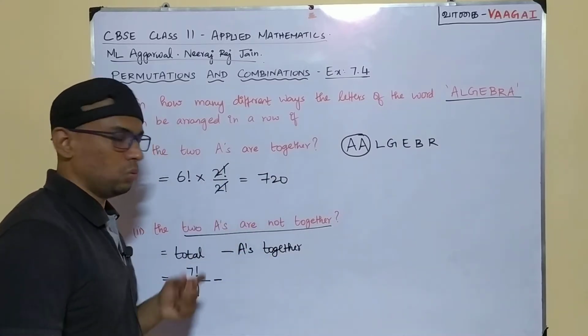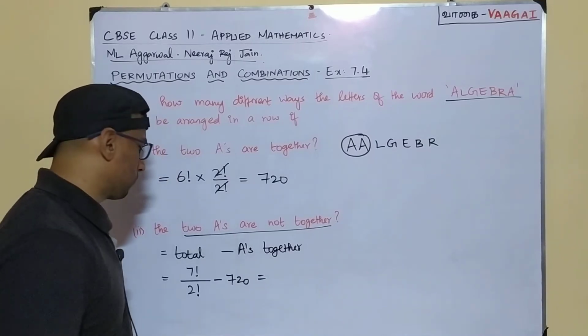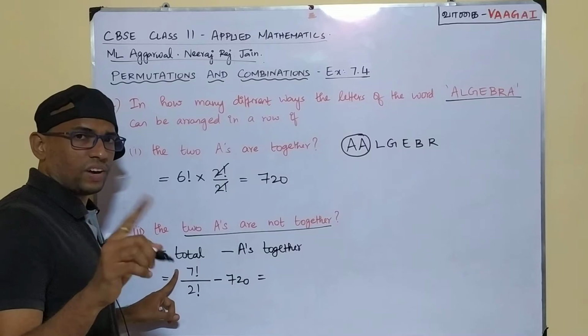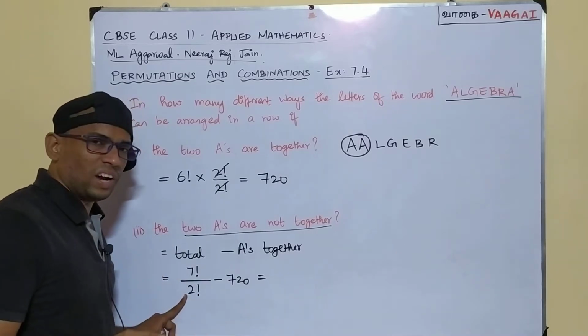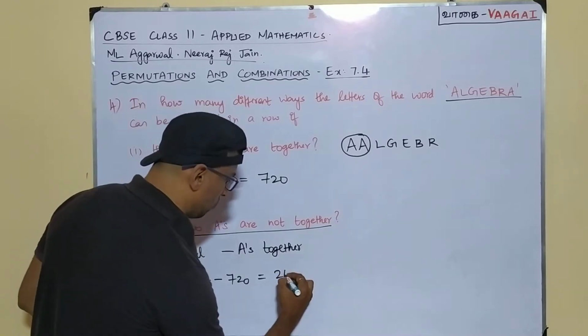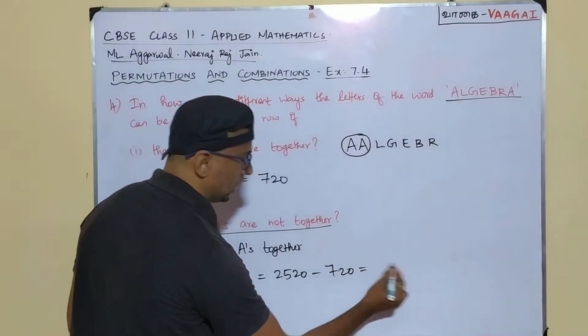That is what we got just now. That is going to be a 720. So we simplify this to get the answer, right? So we know that 7 factorial is what? 7 factorial is 5040 divided by 2 factorial, which is 2. So 5040 divided by 2 will give you 2520. So 2520 minus 720 will give you the grand answer.